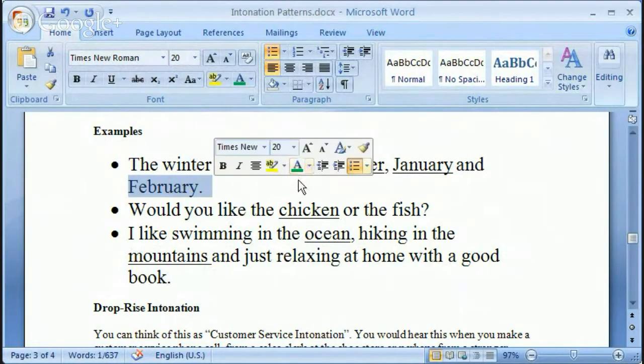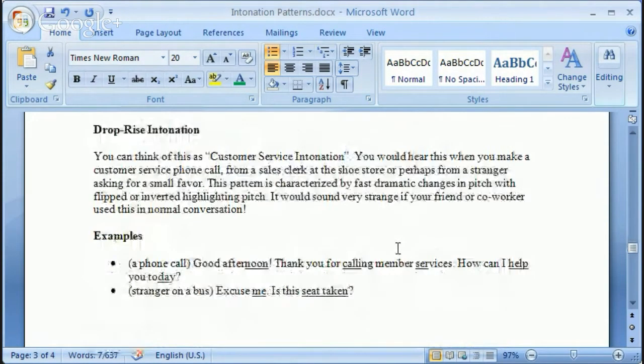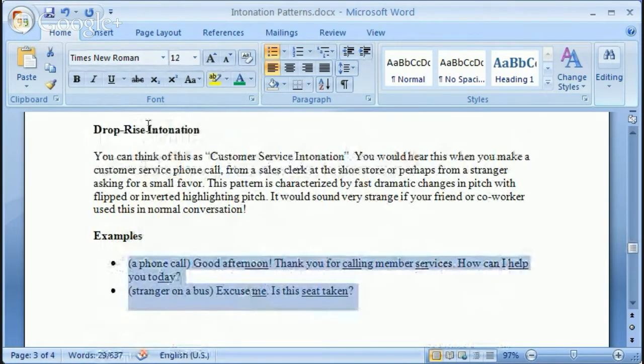If it's only two things, would you like chicken or the fish? All right, up, down. It doesn't matter how many things, and it doesn't matter if you're listing phrases. I like swimming in the ocean, hiking in the mountains, and just relaxing at home with a good book. All right. Rise, rise, fall.